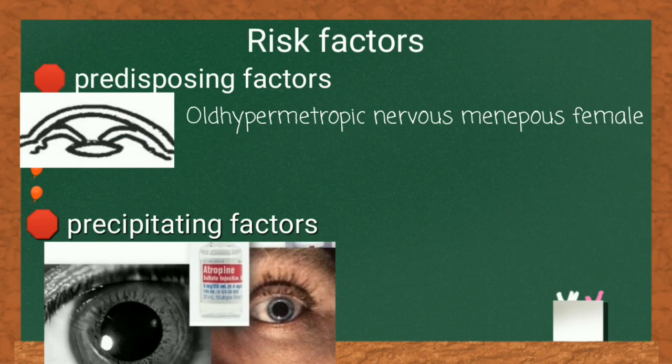Old, hypermetropic, nervous, menopausal female. It affects old age most commonly because in old age the iris becomes more thickened. When the iris becomes more thickened, it becomes nearer and more sticky to the periphery of the cornea. Hypermetrope, as we said, small eye, more crowding. Nervous menopausal female means that in nervous menopause there is sympathetic overstimulation, and sympathetic overstimulation causes ciliary body congestion, and when the ciliary body is congested, it pushes the iris to the front of the cornea.